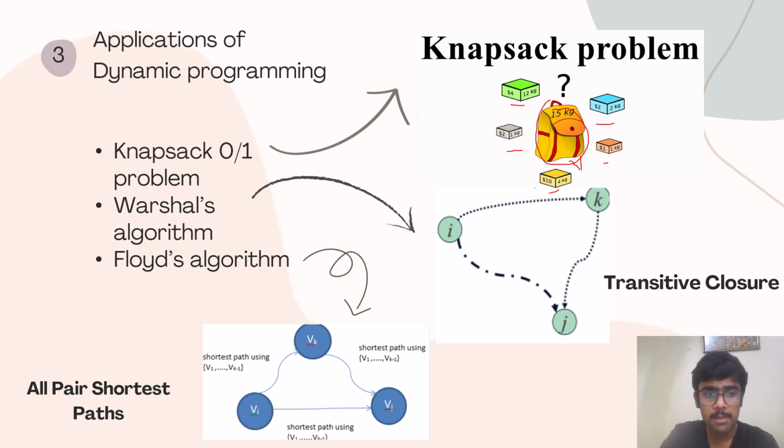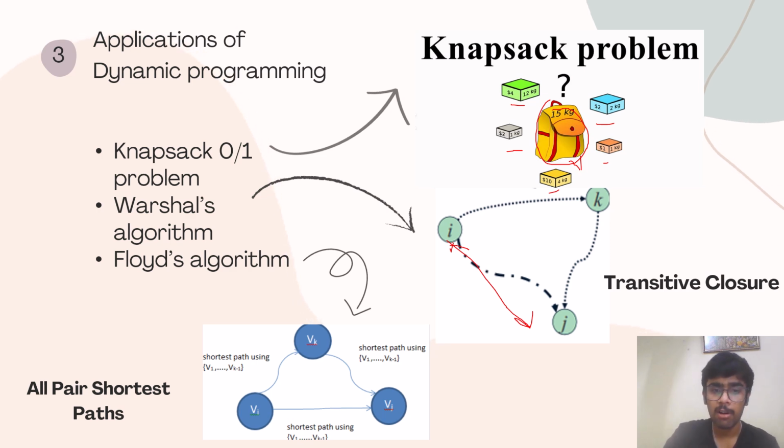Whereas Warshall's algorithm is an algorithm which tells us whether a path exists between two nodes. Suppose I take nodes i and j, it checks whether there is a path between i and j, or whether there is any intermediate node that connects i and j. This is also known as transitive closure.